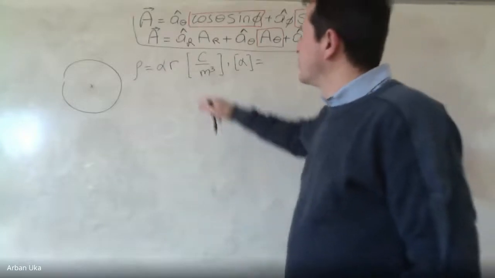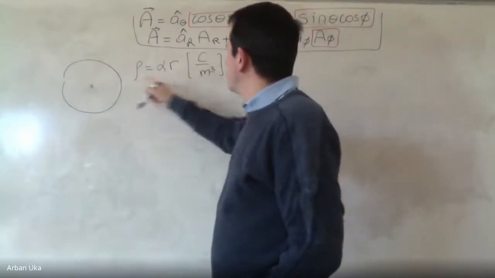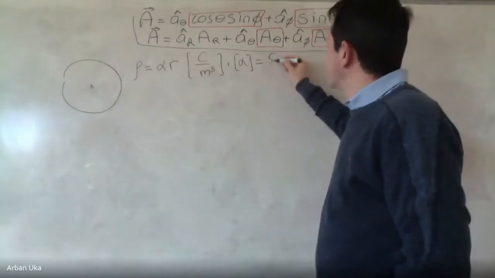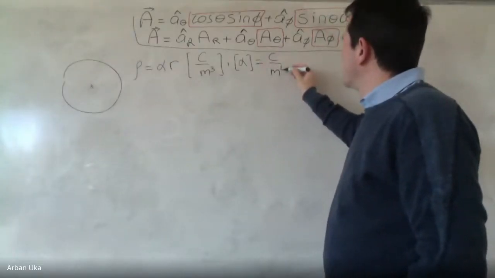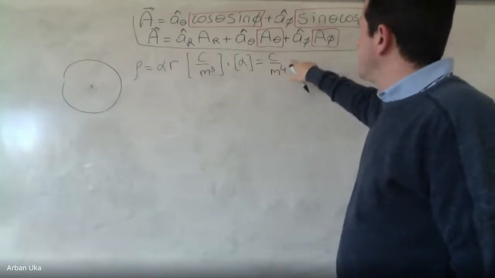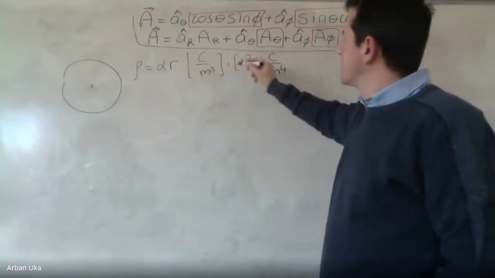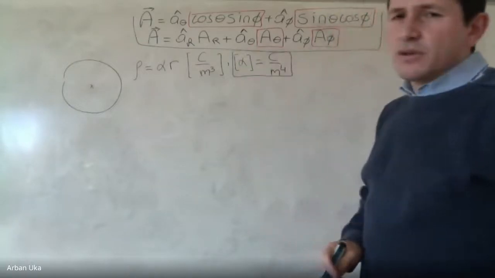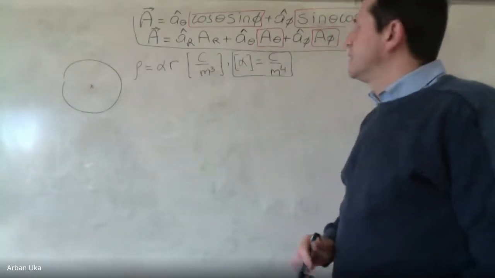So what is the unit of alpha if the unit of this rho is Coulomb per meter cube? Is it Coulomb per meter to the power of 4? It is, yes. It should be this way, Coulomb per meter to the power of 4. Because if we multiply this by another meter, we get Coulomb per meter cube. Okay, so you are correct. Thank you for the comment. So that's the unit of this one. So we have to be really careful here.